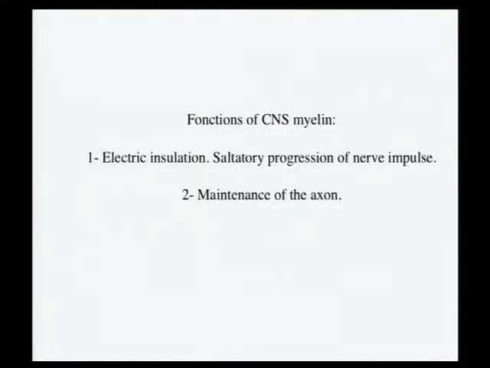Now, the function of myelin is actually twofold. One that we all know is electric insulation, and this is the reason for saltatory progression of the nerve impulse. One which is less appreciated, or was, and now is more and more appreciated, is that the myelin is essential for the maintenance of the axon.